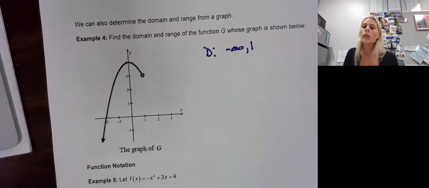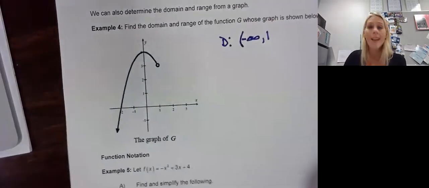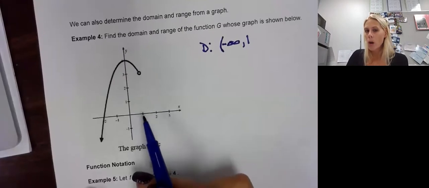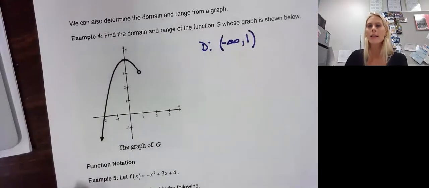Now, how do you know if it's a hole or if it's filled in? Well, that's what we use parentheses and brackets for. First of all, what's always around infinity? It's always parentheses because we can never get there, okay? And what's going to be around the 1? Well, since it's a hole and it never gets there, it is a parenthesis.